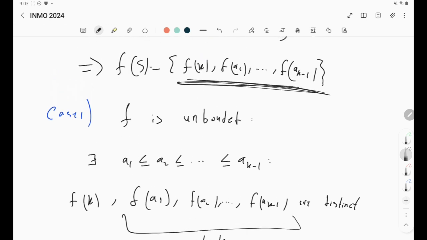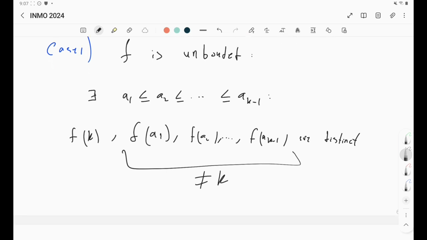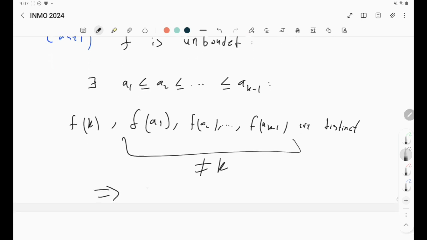Now since we did that, that immediately gives us that the cardinal of f of S is equal to k. And so one of them should be k, and none of the others is k. So that means automatically that we have just shown that f of k equals k for all k's.